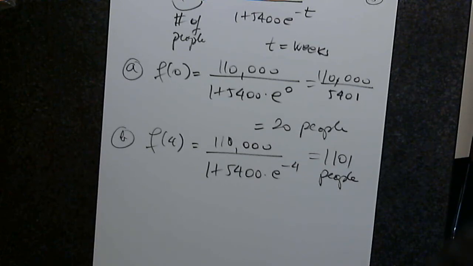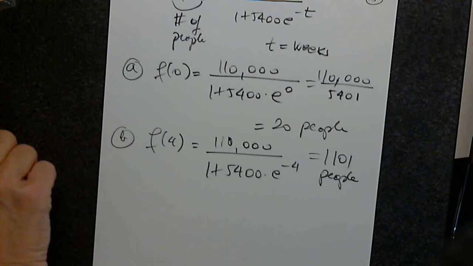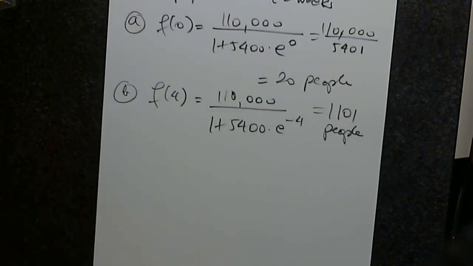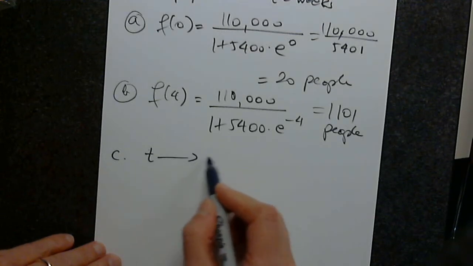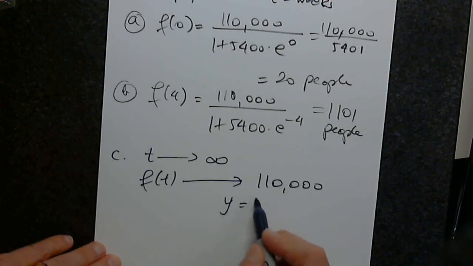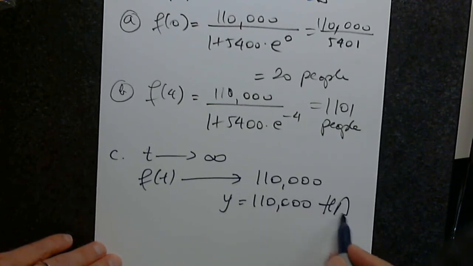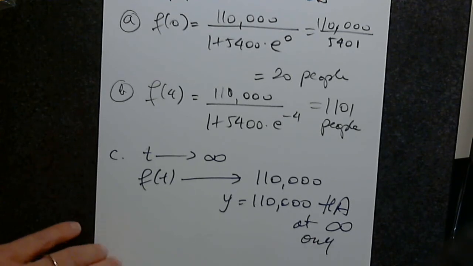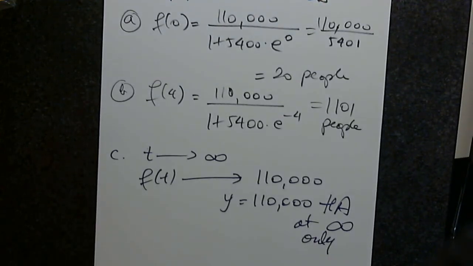Just the top, the numerator. What does that mean? As x increases without bound and increases and increases, and the function approaches 110,000, approaches 110,000, what does that mean? Horizontal asymptote. That's it. So C, as t approaches infinity, f of t approaches 110,000. Y equals 110,000, horizontal asymptote at infinity only. Very good. Any questions?